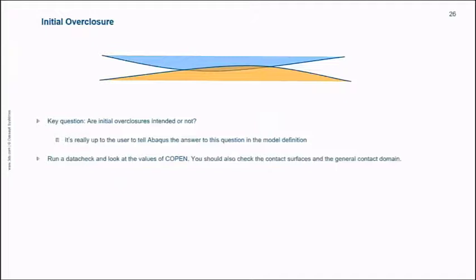One thing about contact is the initial overclosure, the possibility that your contact might, by definition, be violating the contact constraints initially. And so you have to deal with that. So you really need to run data checks and look at your contact opening distance. That's the COPEN variable. And if you get negative values for COPEN, then you need to realize that that can cause a lot of problems in the first increment of your analysis. And so you need to deal with that.